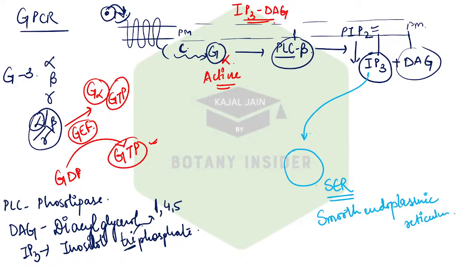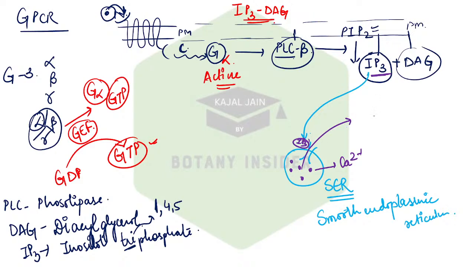In the smooth endoplasmic reticulum, you have ligand gated ion channels. Okay, what do we have? We have ligand gated ion channels, right? Inside the smooth endoplasmic reticulum, you have calcium being here. Over here you have ligand gated ion channels which get opened as a result of IP3. How does it get opened? It gets opened as a result of binding of IP3, which leads to the activation of your ion channels.